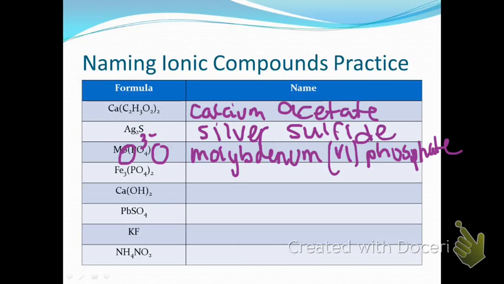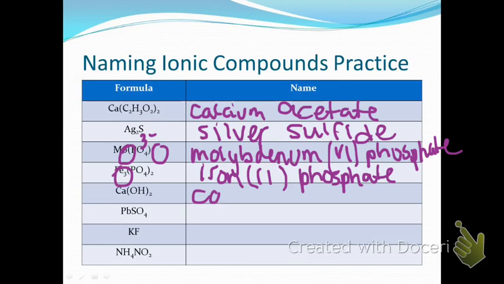Next one, Fe is iron. Iron requires Roman numerals. Phosphate we just talked about. You have 2 phosphates there. 2 times the charge of phosphate is 3. 2 times 3 is 6. Divide by this 3 though, and you get iron 2-phosphate. Calcium we talked about does not need Roman numerals, and the name of OH is, if you memorized it, hydroxide.